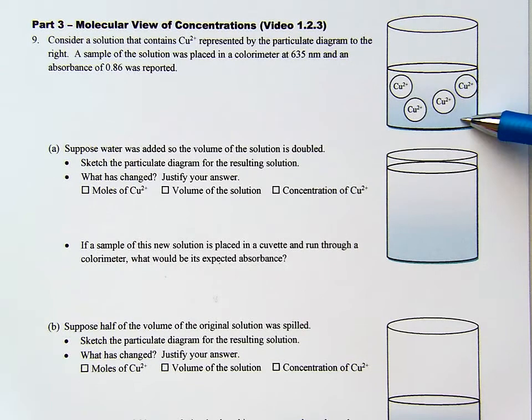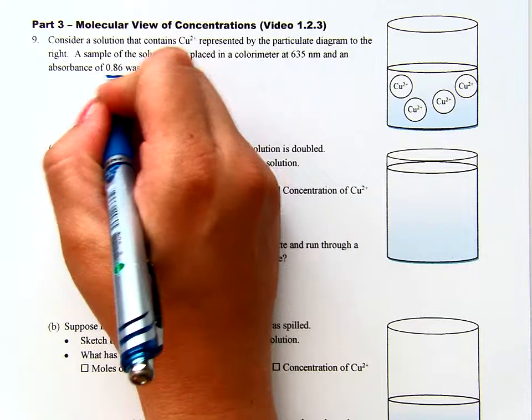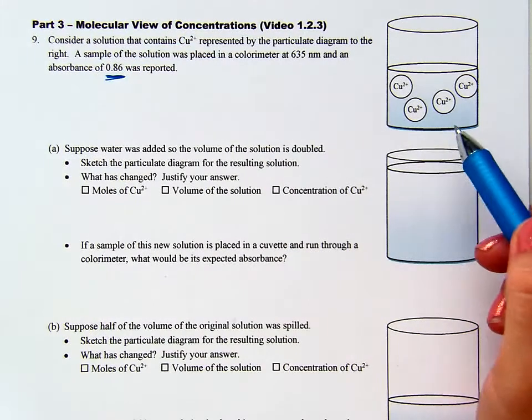And we're going to put this solution in a cuvette, put it in a colorimeter, and run it at 635 nanometers. And when we do that, an absorbance of 0.86 was reported. So our absorbance is 0.86 for this starting solution.